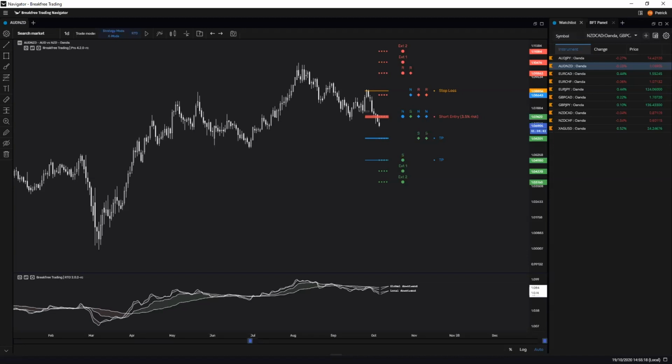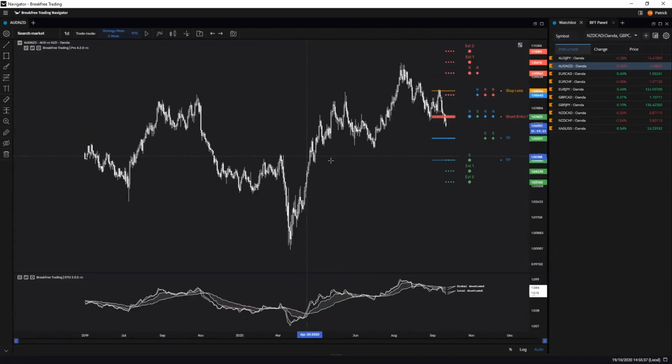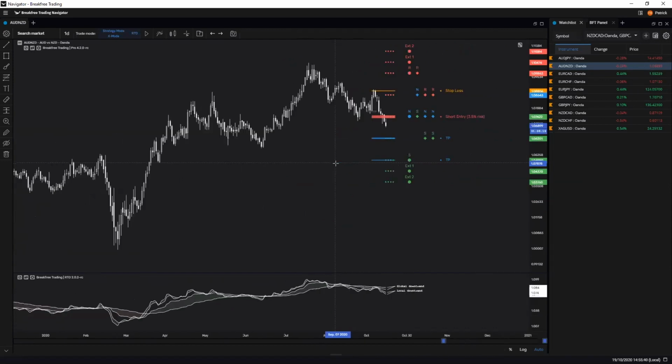But the difference here is the global is the macro trend. So what's happening on the higher time frames. The local, that's the short term or the micro trend. So what's happening on the lower time frames. So one is the macro, one is the micro.